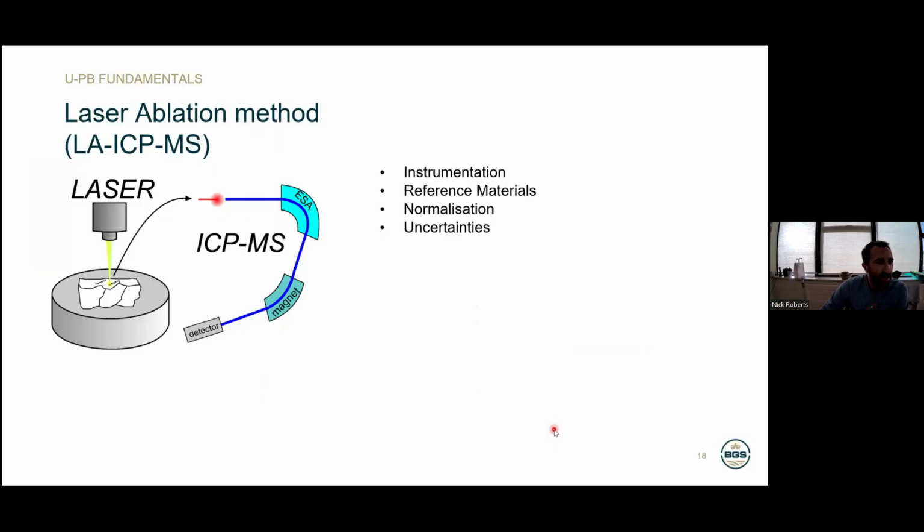But the method that's overtaking this and is much more popular now is laser ablation ICP-MS. This involves sticking a polished block or a polished section into a cell of a laser. These are typically excimer laser systems, mostly everyone's using 193 nanometers, and there are a few variations on that. You ablate a small spot in this material, and we have a gas, helium, that carries it through to an ICP-MS.